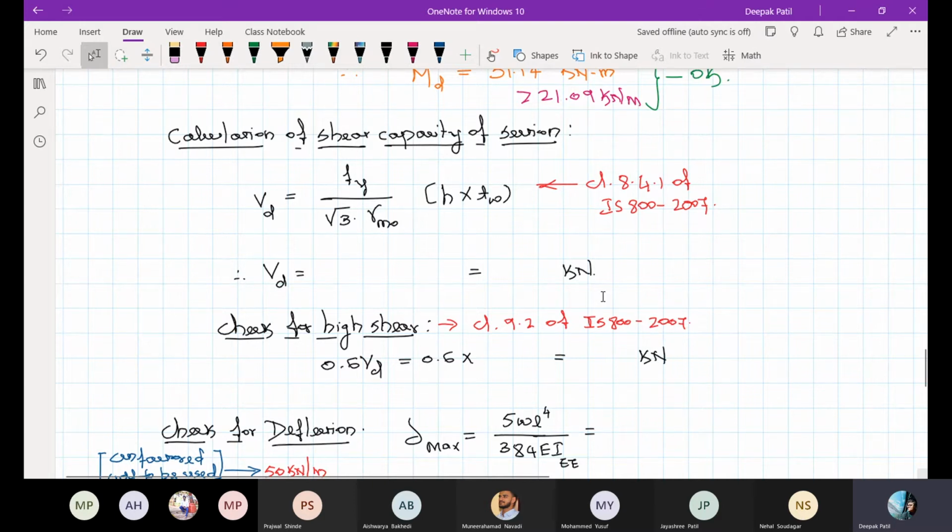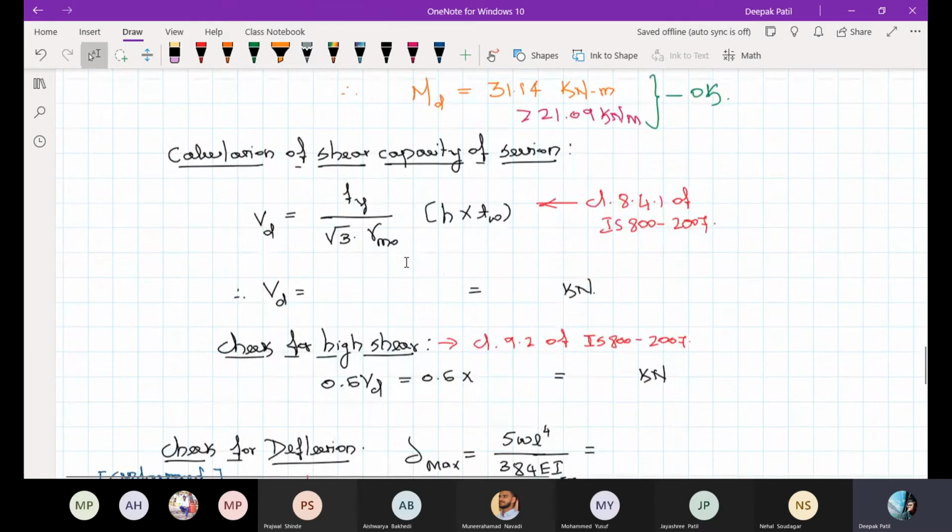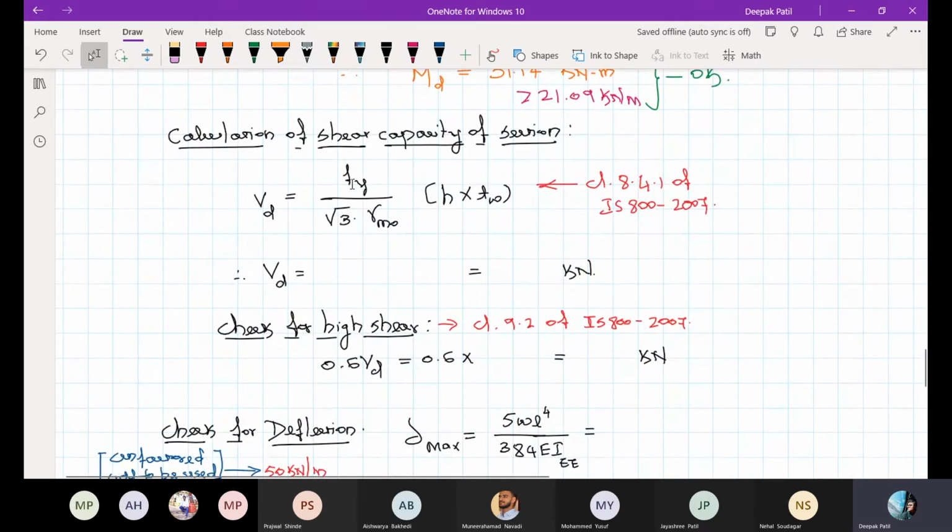Right. So how you calculated MD, that is the design moment capacity of the section. In the same manner, you have to calculate VD, that is the design shear capacity of that section, which is given by this formula, which is Fy divided by root 3 gamma m naught, where Fy is the yield strength and gamma m naught is 1.1 and root 3 is as it is, multiplied by H times TW, where H is actually the total depth of the section. So we have given ISMB 175, so H will be 175. To see the formula, you can refer IS 800 2007.